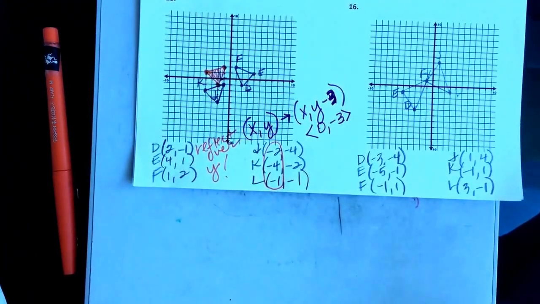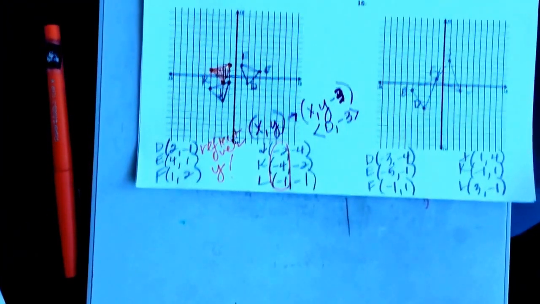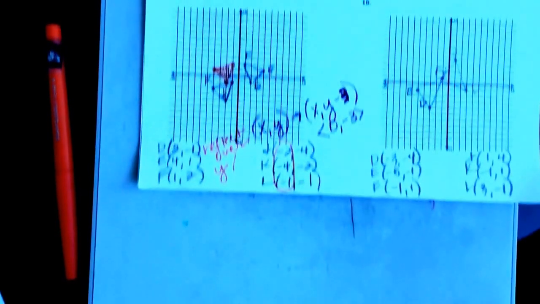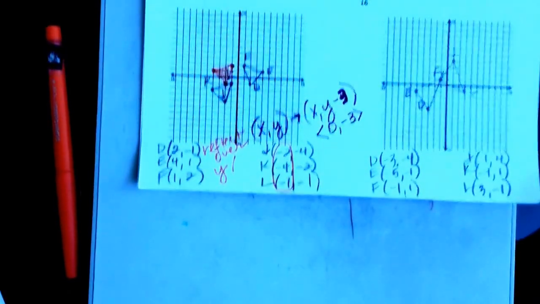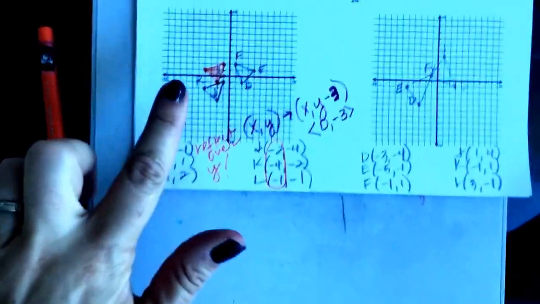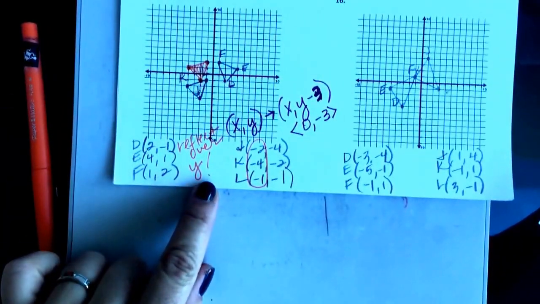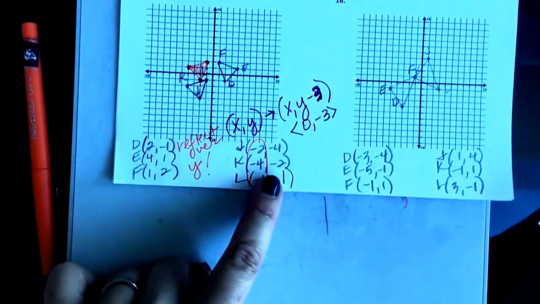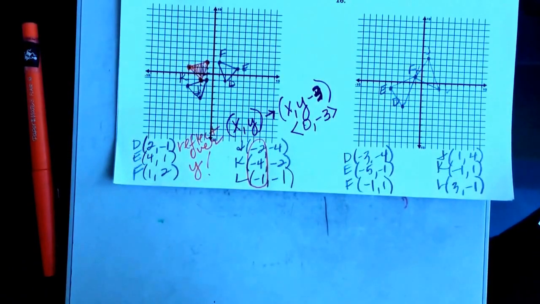And again, that's just me looking at how I can change this around, and then go from one figure to something in the middle. I found that reflecting over Y helped, and then I slid down 3 to get over here.